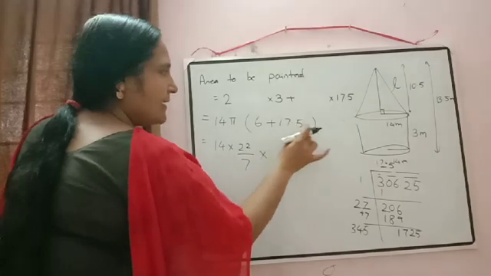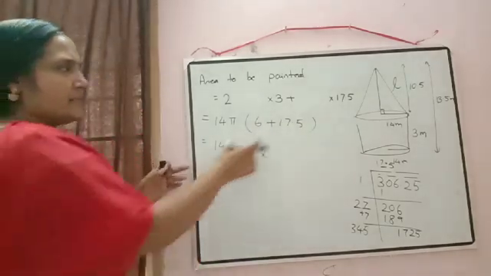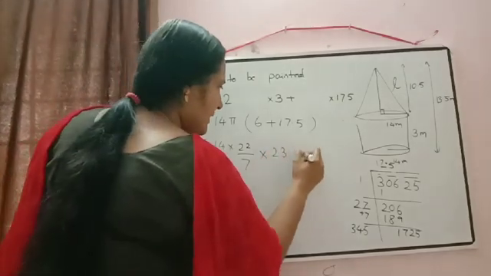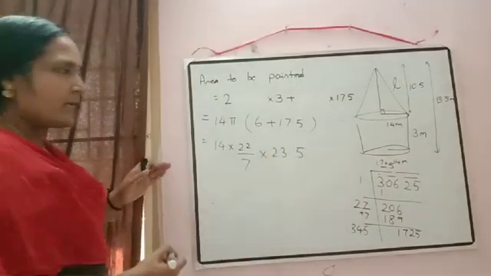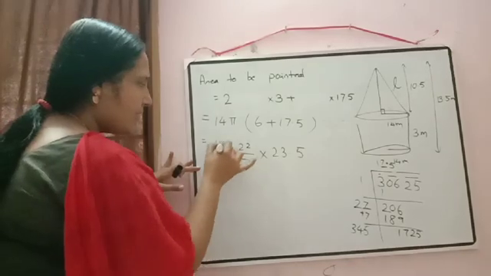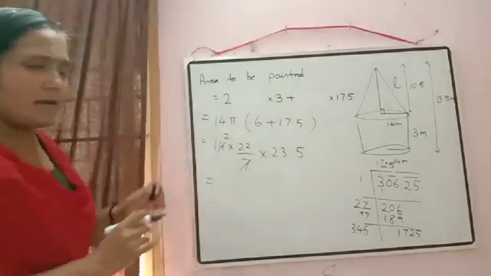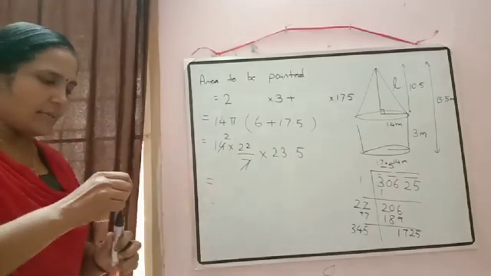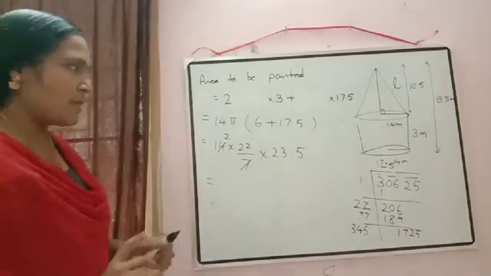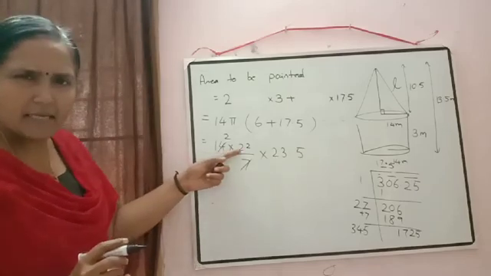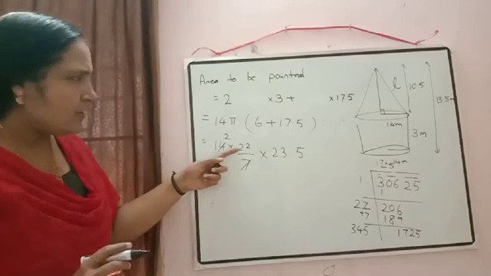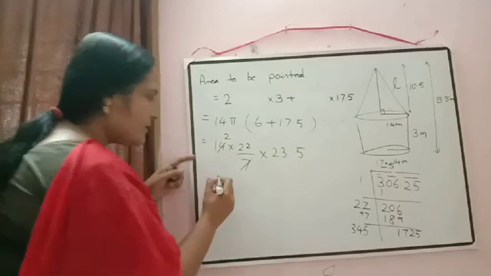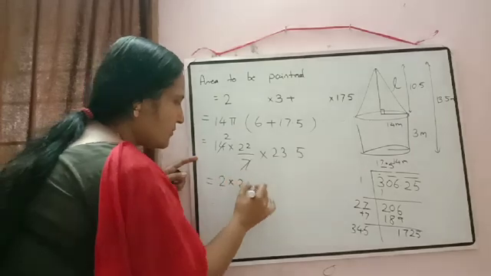Here 17.5 plus 6. 17 plus 6 will be equal to 23. So we will get here 23.5. Now we can cancel the term here. 7 2s are 14. Now here one more thing. How to make it more easy there. We don't know the multiplication table of 22. But do we know the multiplication table of 11? Okay. So 22 how we can rewrite? 2 into 11. Correct. 22 can be written as 2 into 11.